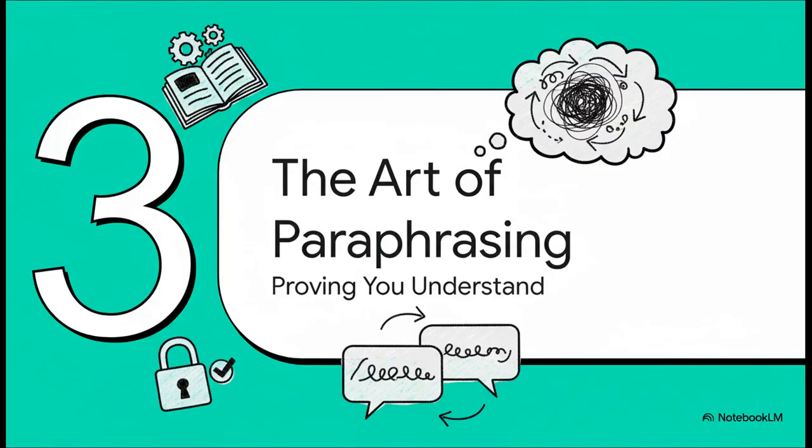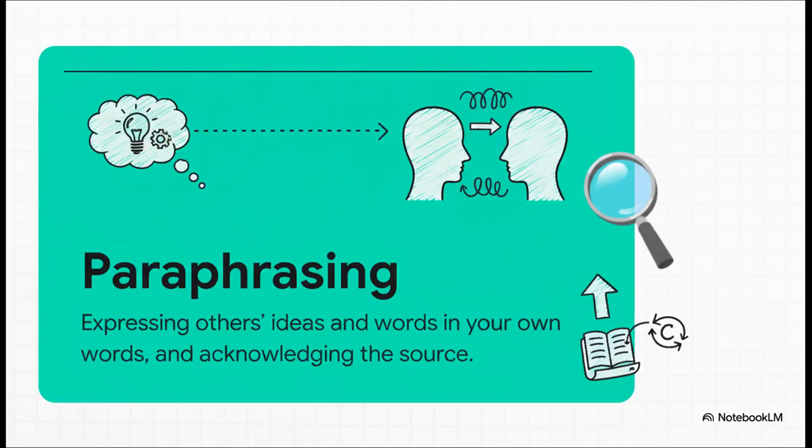Okay, so out of those 4 big rules, I want to zoom in on one in particular, because it's usually the trickiest, but it's also the most powerful, and that's paraphrasing. Honestly, getting this right is like an academic superpower. It's not just about staying safe from plagiarism, it's the absolute best way to show that you actually truly understand what you're writing about. So what is it really? Well, paraphrasing is just taking someone else's idea and explaining it in your own unique words, with your own sentence structure.